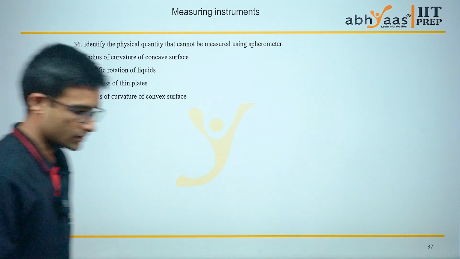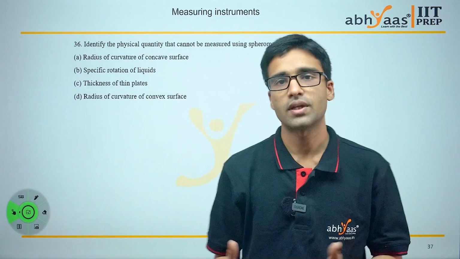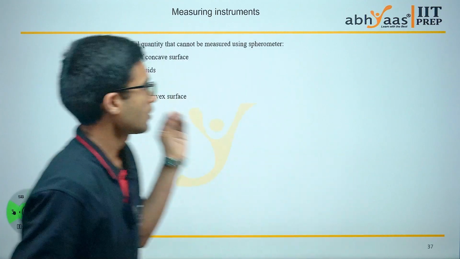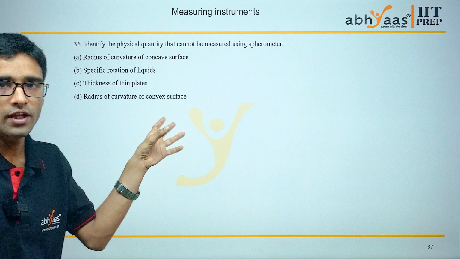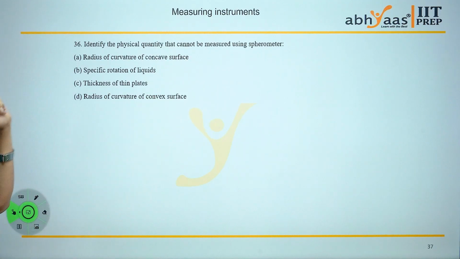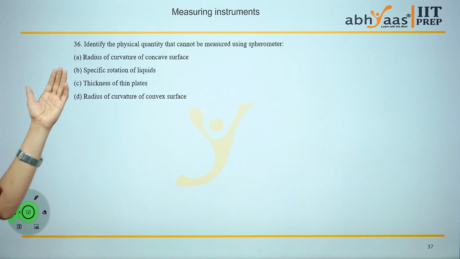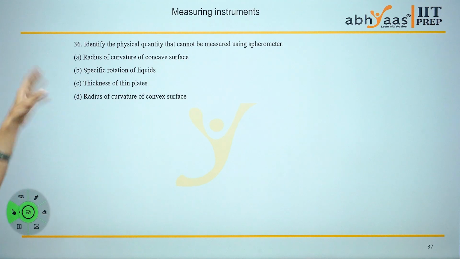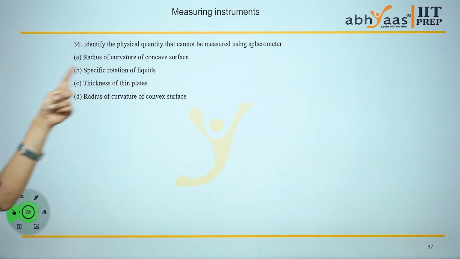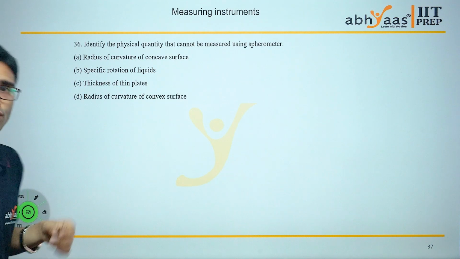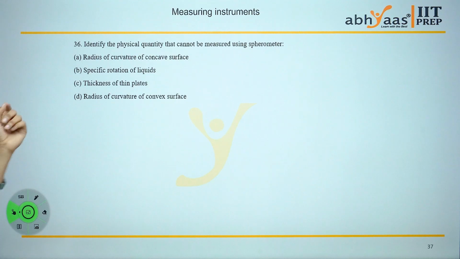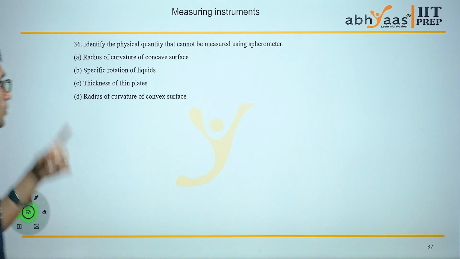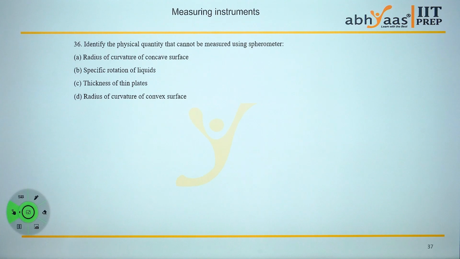Now I told you this chapter is related to measuring instruments. One question is not related to vernier calipers and screw gauge. If you observe the spirometer, what is its purpose? Identify the physical quantity that cannot be measured using a spirometer. The spirometer is used to measure the radius of curvature of concave and convex surfaces, and the thickness of thin plates also, but not specific rotation. So this is the answer.